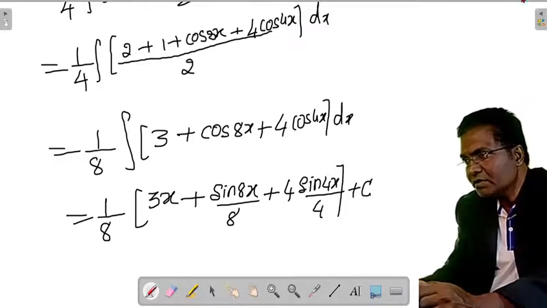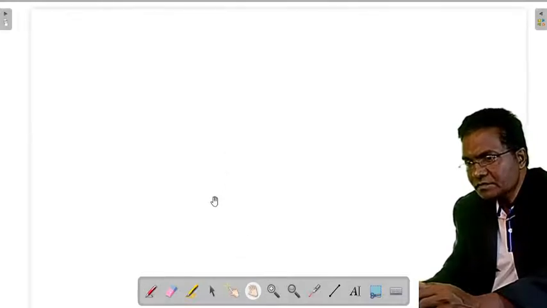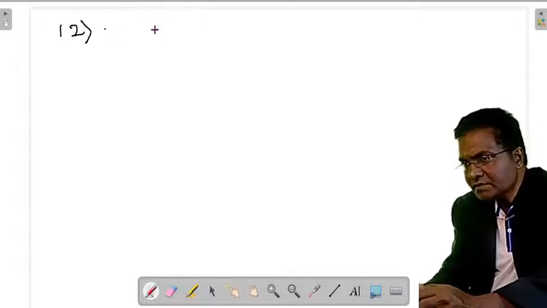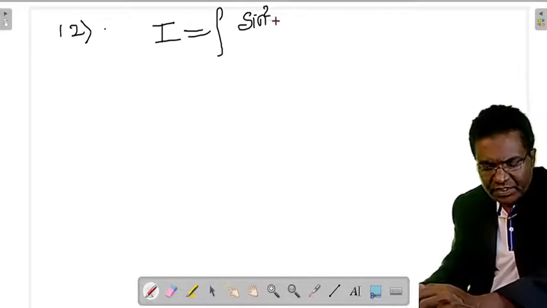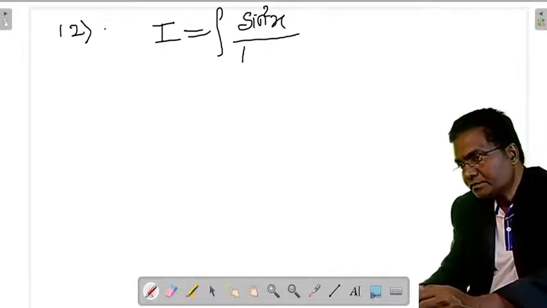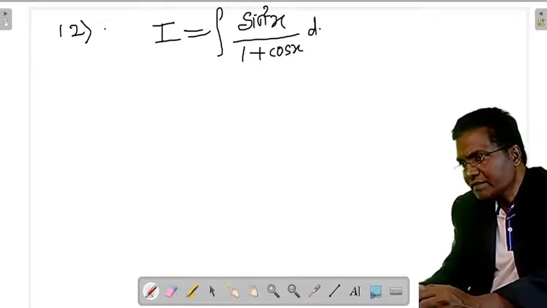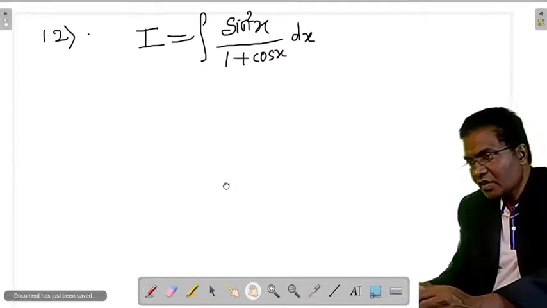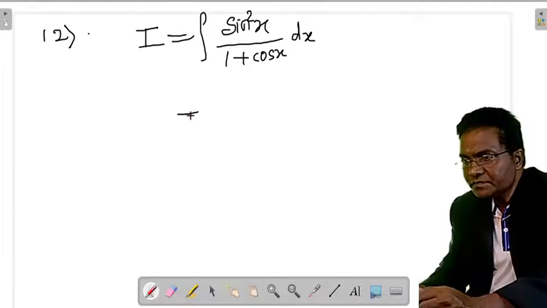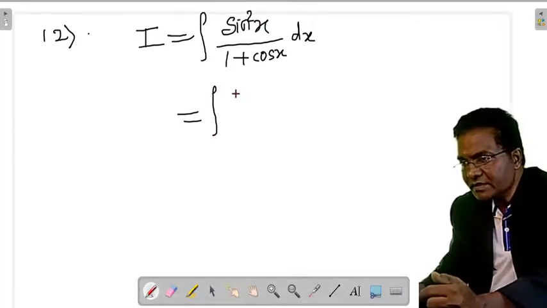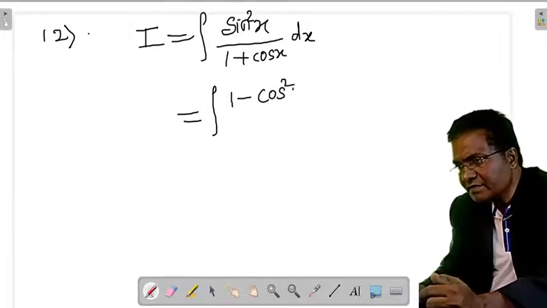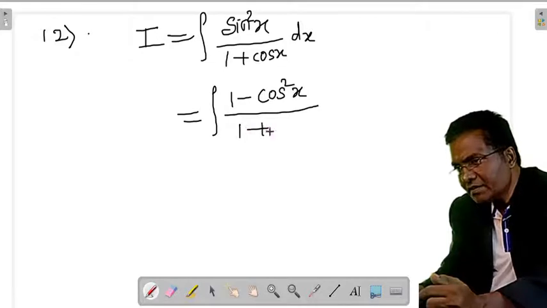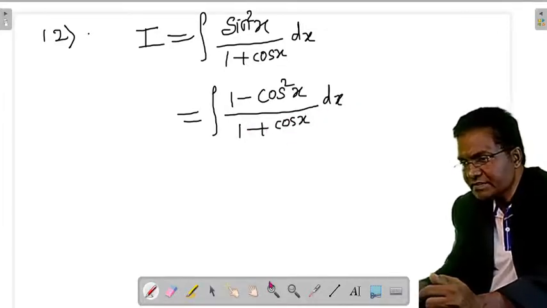Let's have question number 12. You are asked to integrate sin square x by 1 plus cos x dx. So sin square x can be written as 1 minus cos square x, divided by 1 plus cos x dx.